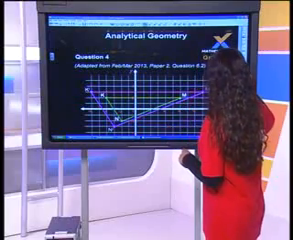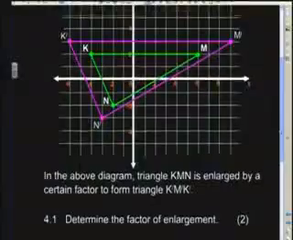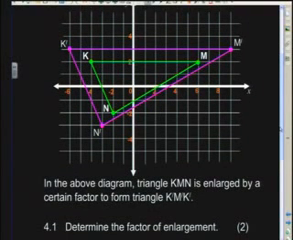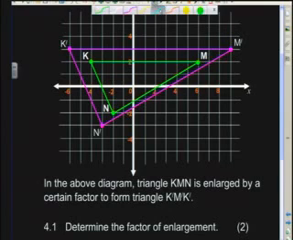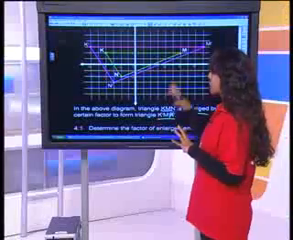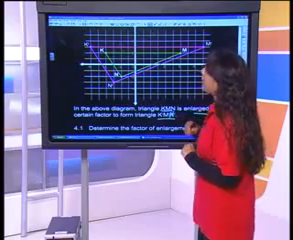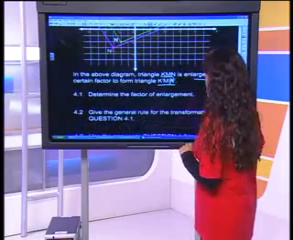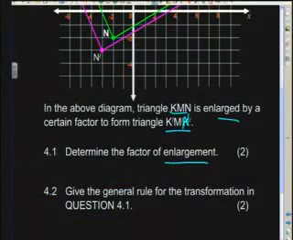So question 4: we are given two triangles, KMN and K prime, M prime, N prime. They tell us that triangle KMN, the one in green that you can see quite nicely, is enlarged by some factor to give this new triangle K prime, M prime, N prime, which is the one in purple. The first question says, determine the factor of enlargement.